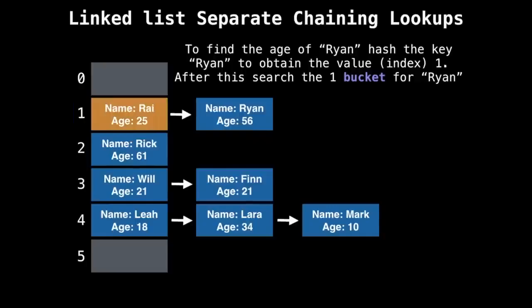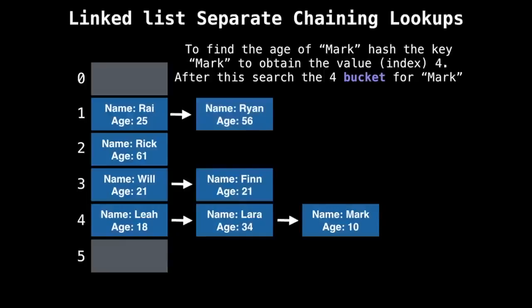So I have to scan this linked list for Ryan. We start with array, no. Here we're comparing the key Ryan to the key array, and there's not a match, so keep going. Compare Ryan to Ryan, there's a match. Okay, we found Ryan, and inside that entry we see his age is 56. So return 56.